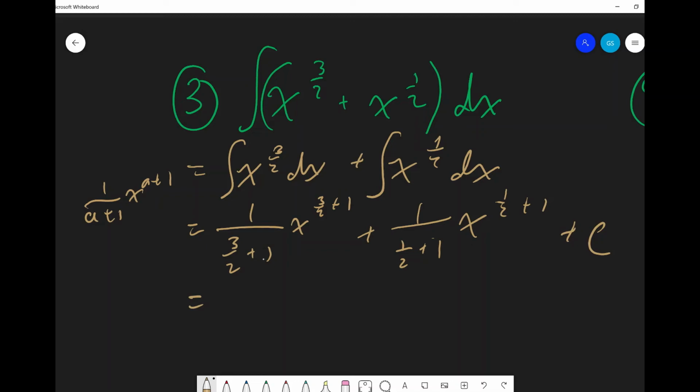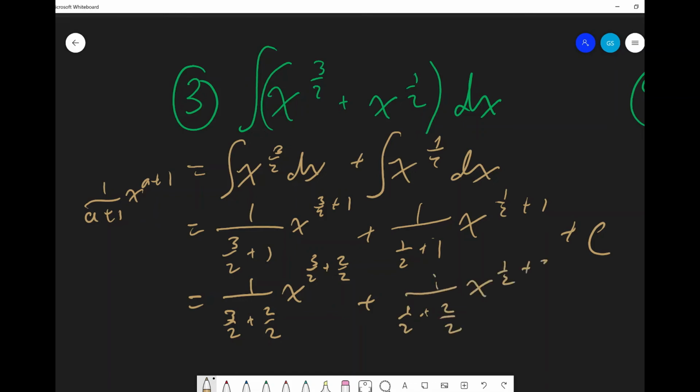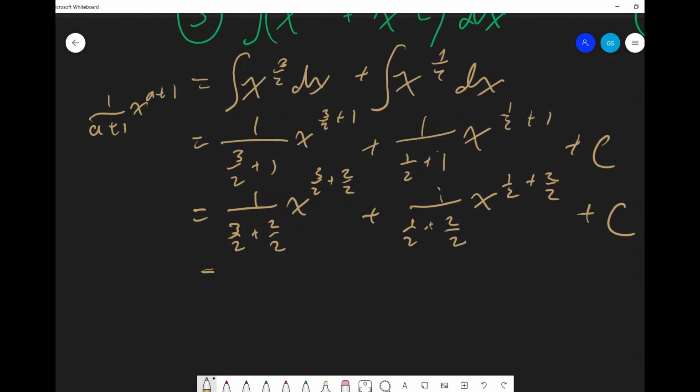So this plus 1, we can write that as 2 over 2, right? And this 1 here, we can just write that as 2 over 2, times x to the half plus 2 over 2, plus c. Hopefully I'm not going too fast, and hopefully you understand why I'm making it 2 over 2. I just want to illustrate that we can represent it like that so we can add it.